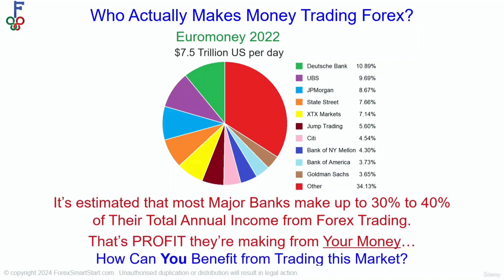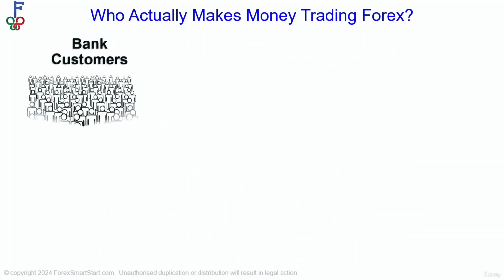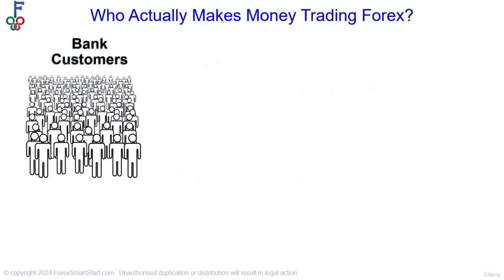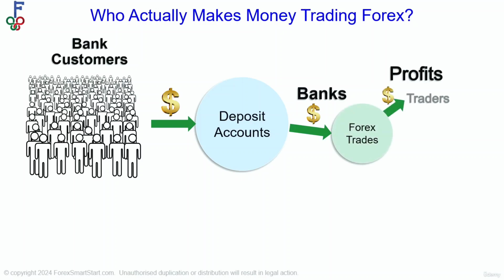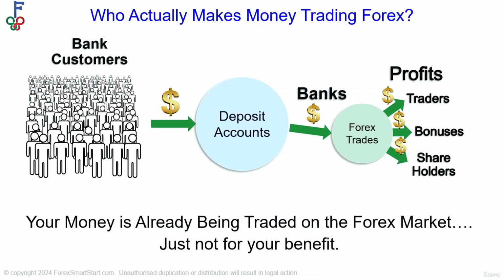How can you benefit from trading this market? So how this works, you as a bank customer pay funds into your deposit accounts. The banks then, based upon the agreement that they have with you, can use part of those funds to trade the Forex market. The profits they make from those funds will go to their traders, to commissions and bonuses for their managers, and then eventually to their shareholders. None of the profits they produce are turned back to the bank customer. Your money is already being traded on the Forex market by these banks and financial institutions, just not for your benefit.